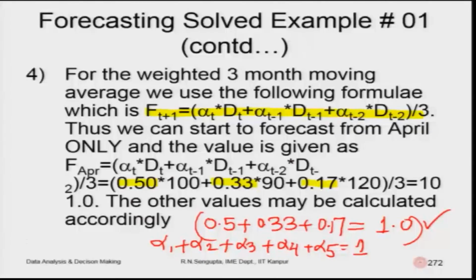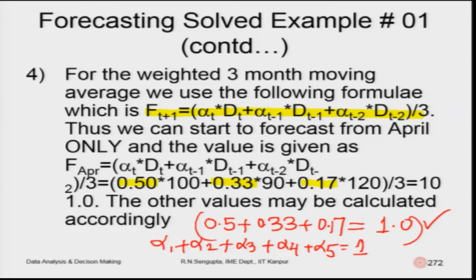Thus, we can only start to forecast from month of April only, and the values are given as follows. So, add them up and divide by 3. So, you are basically going to take 50% of 100, 33% of 90 and 17% of 120, that value which comes out to be, for such weights, for the values of D T, D T minus 1, D T minus 2 being 100, 90 and 120, the value comes out to be 101. The other values may be calculated accordingly.